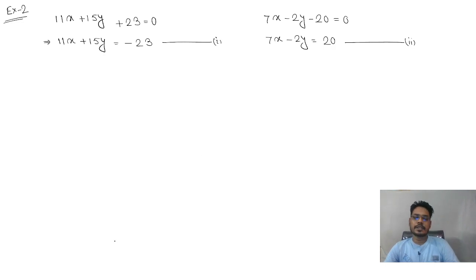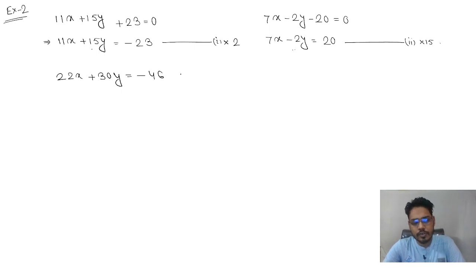Now you have to make the coefficient of either x or y equal. In the last question we made the coefficient of y equal. Now we can do the same here. For 15 and 2, you have to make them equal by multiplying equation 1 by 2 and equation 2 by 15. You will get 30. So 11 into 2, that will be 22x plus 30y is equal to minus 46. That will be equation number 3.